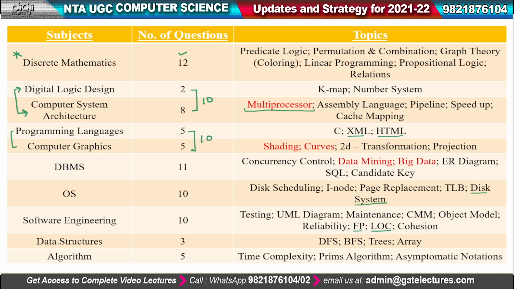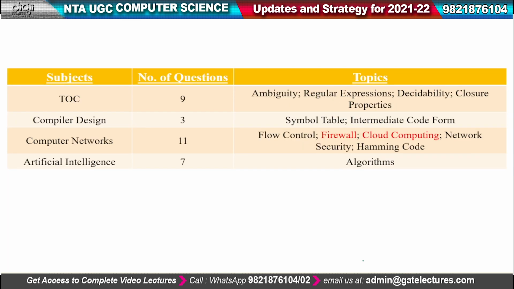Then from data structures and algorithms, there were 8 questions altogether, and from algorithms the majority of questions were from time complexity. One question was from Prim's algorithm, one question from asymptotic notations, and 3 questions were from time complexity. And from data structures, BFS, DFS, trees and array. So no worries. So this was your data structures and algorithms.